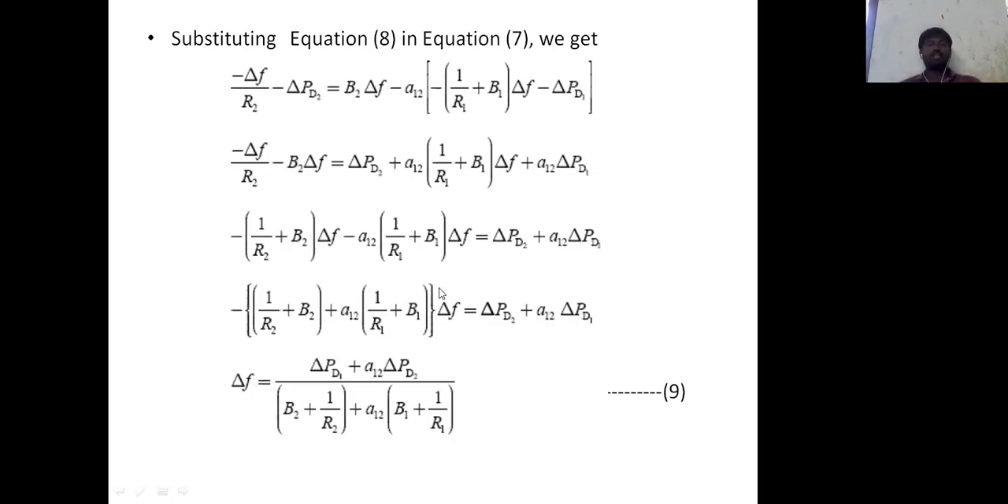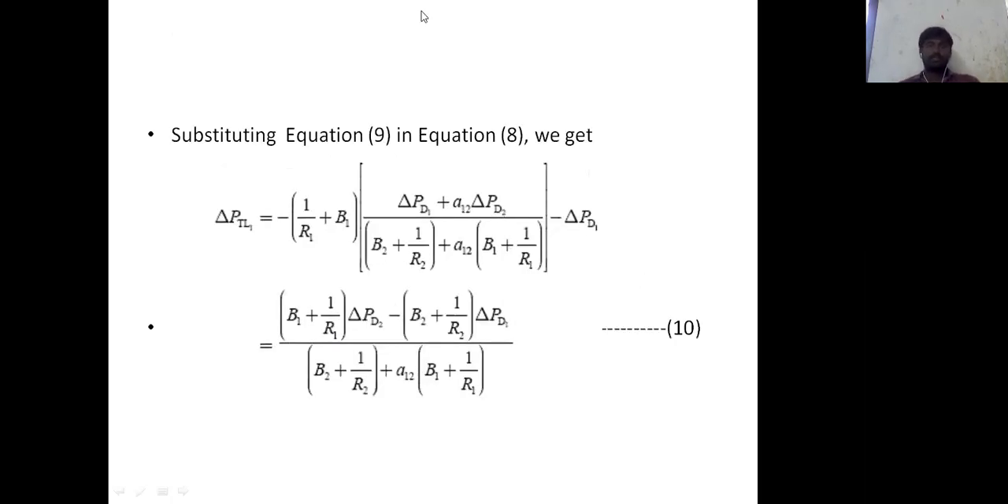Then finally we write the equation of change in frequency: delta F equal to delta PD1 plus A12 into delta PD2 by B2 plus 1 by R2 plus A12 into B1 plus 1 by R1. This is equation number 9.